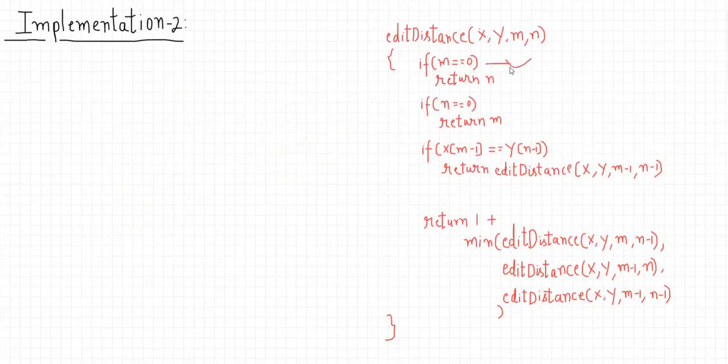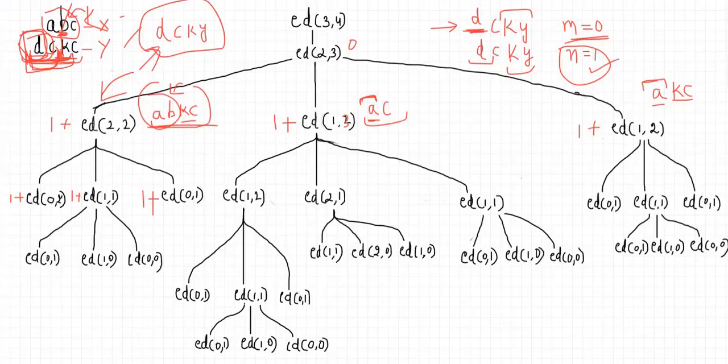Exhausted the string X, fine. Insert the remaining N characters of string Y into string X. Exhausted the string Y, fine. Delete M characters of string X. And the rest stays the same. So that's the final recursive implementation for the edit distance function which I explained here.